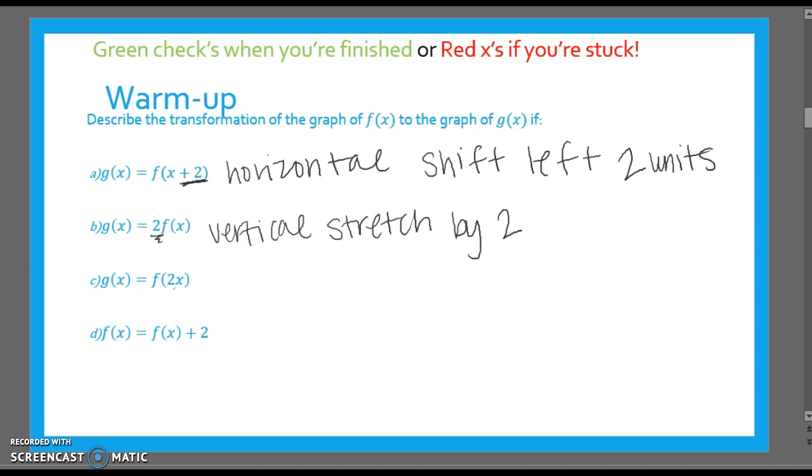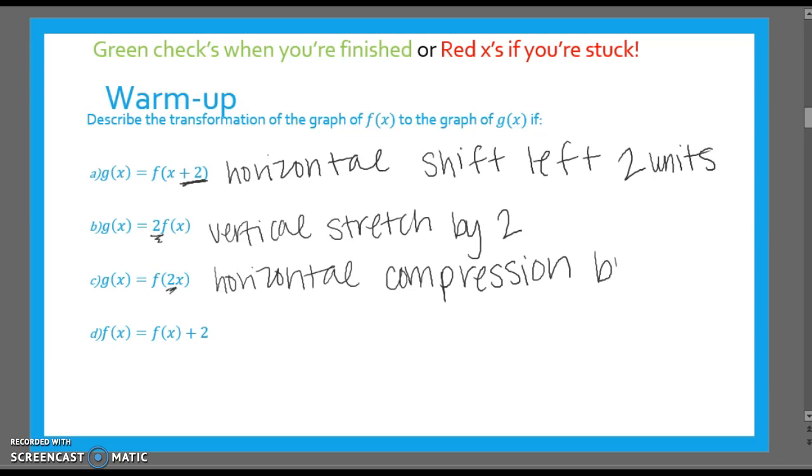If I multiply something inside the parentheses, that's a horizontal compression. Okay, remember, horizontal is always opposite what it seems like. So if it's a whole number or a number bigger than 1, it's a compression. And then to find the factor, we just take the reciprocal. So the reciprocal of 2 is 1/2. That's a review from last week. So if you don't remember, make sure you go watch the recording from last week.